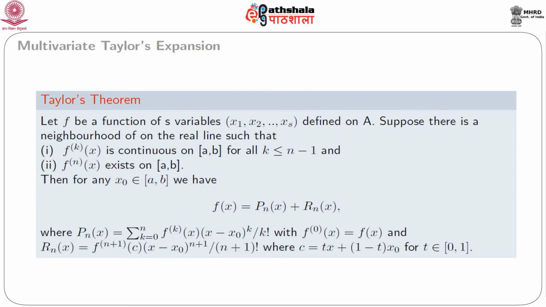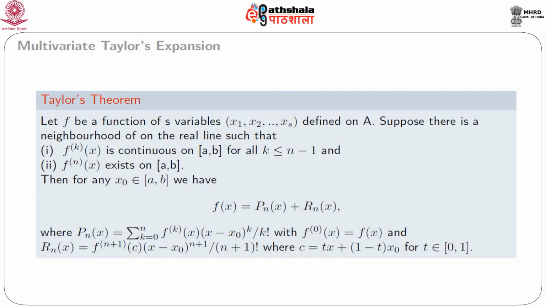That is, if we have s variables x1, x2, up to xs, then the nabla operator gives us a vector with the gradient of the function. That is, by nabla of f, we get a vector with elements: the partial derivative of f with respect to x1, up to the partial derivative of f with respect to xs. So, with this notation, we can express the multivariate Taylor expansion.